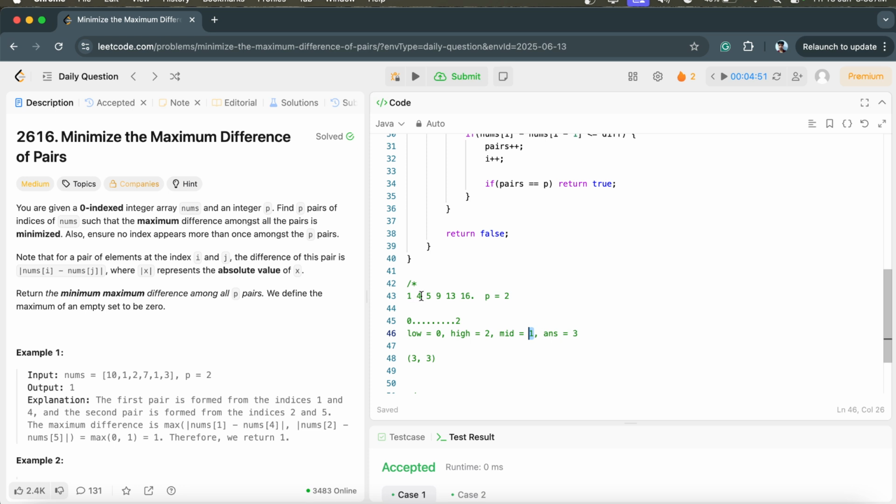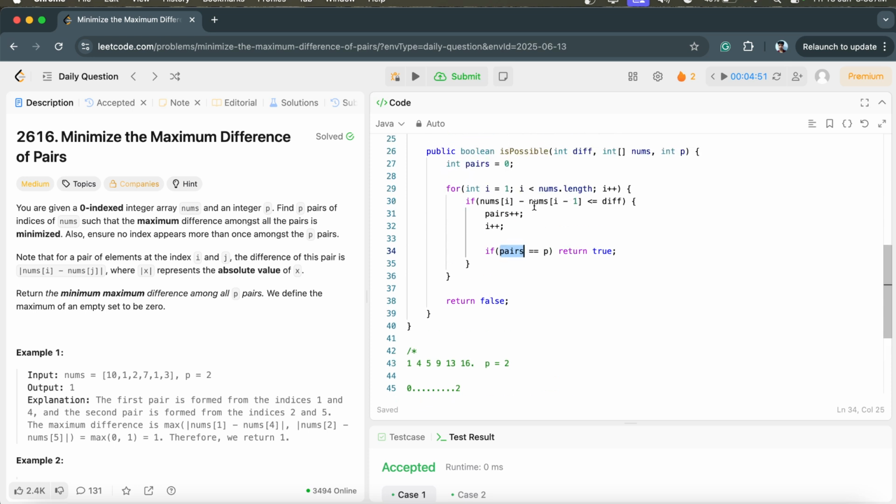The difference between 1 and 4 is 3. It is not the answer. So yes, it is not a possible case. Now we will see between 4 and 5. It is not the case which gives us the mid value 1. No pairs will give us the value 1, correct? So we simply return false, because the pairs we are trying to see will never get incremented, and at the end we return false.